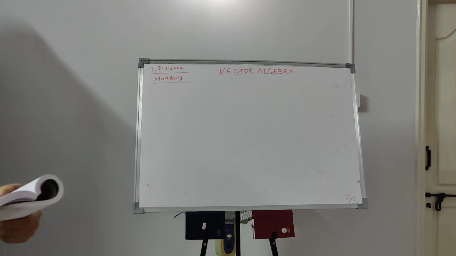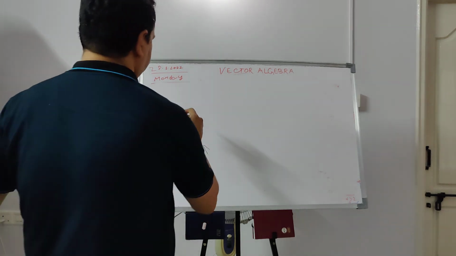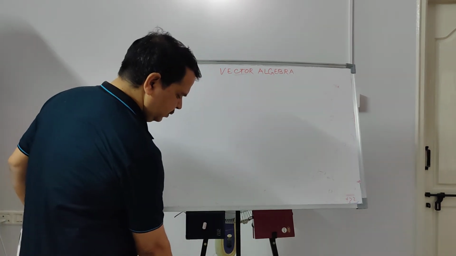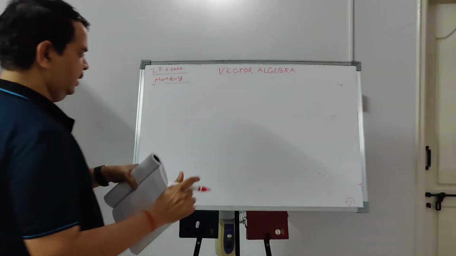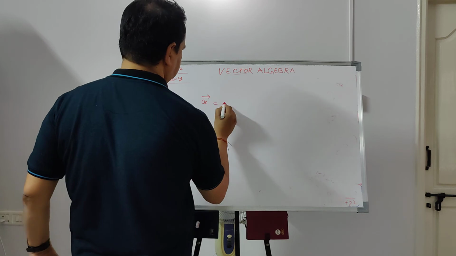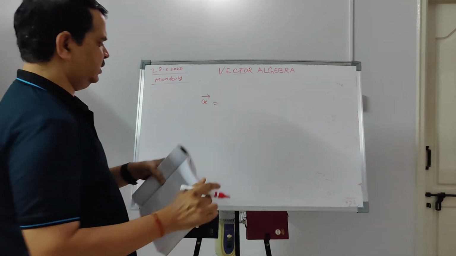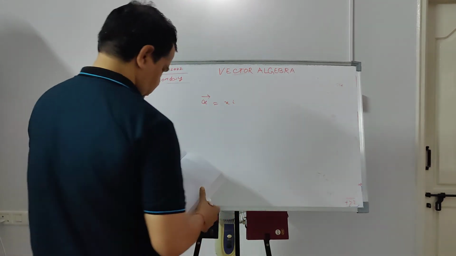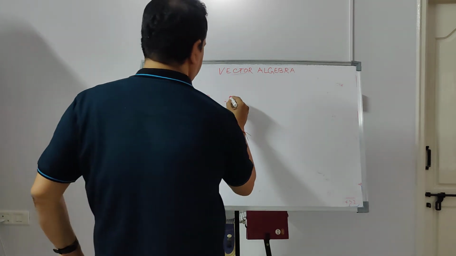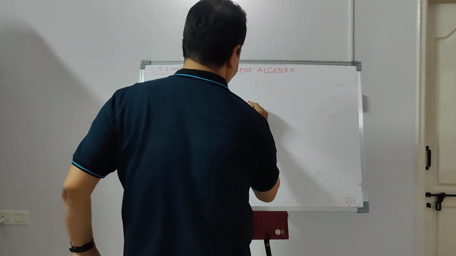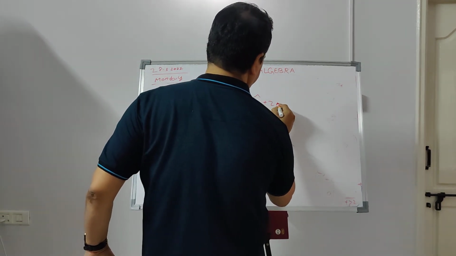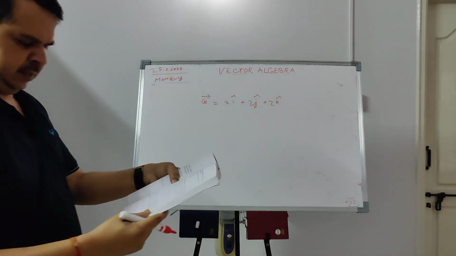So there is a question: find the value of x, y, z so that two vectors are equal. Some numericals will give you a better idea. Okay. So I have a vector a equal to xi plus 2j plus zk. So this is a vector.